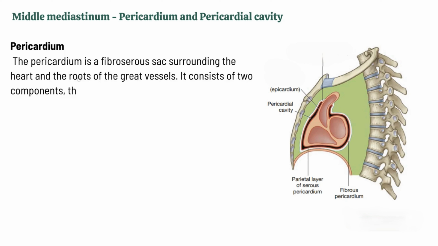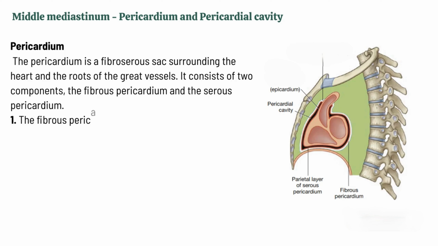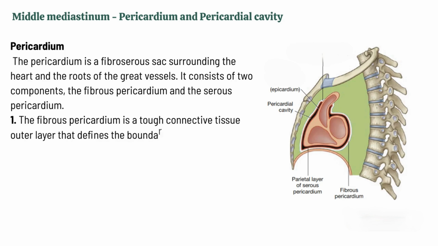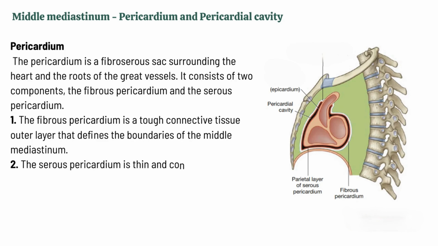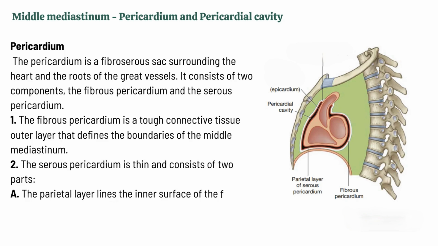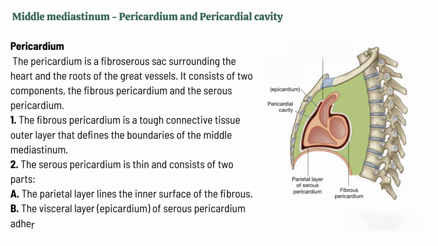It consists of 2 components, the fibrous pericardium and the serous pericardium. 1. The fibrous pericardium is a tough connective tissue outer layer that defines the boundaries of the middle mediastinum. 2. The serous pericardium is thin and consists of 2 parts. A. The parietal layer lines the inner surface of the fibrous. B. The visceral layer, epicardium, of serous pericardium adheres to the heart and forms its outer covering.